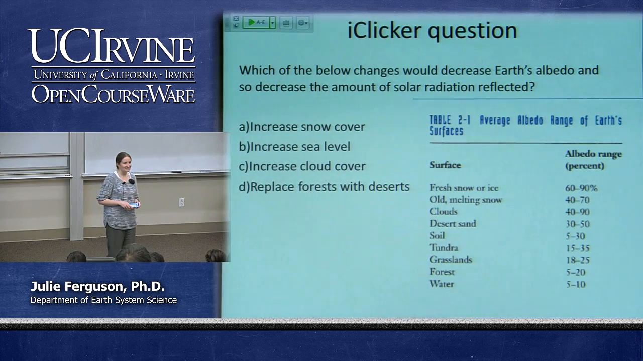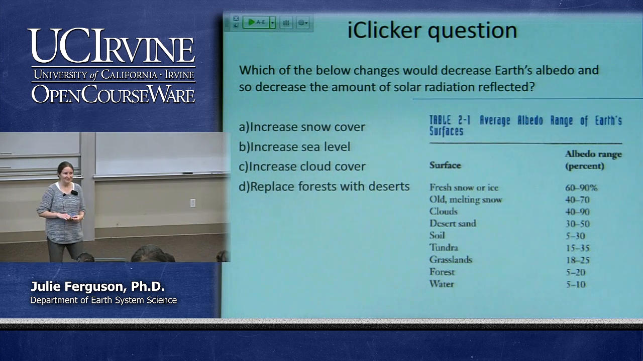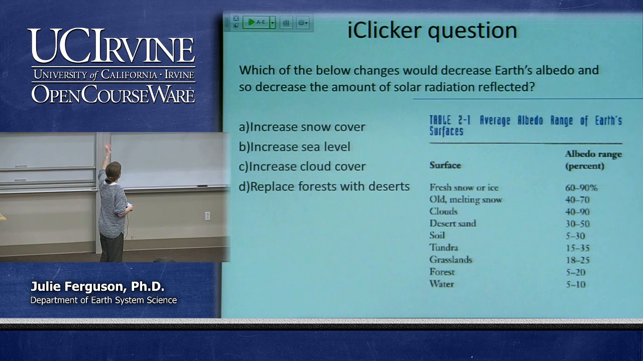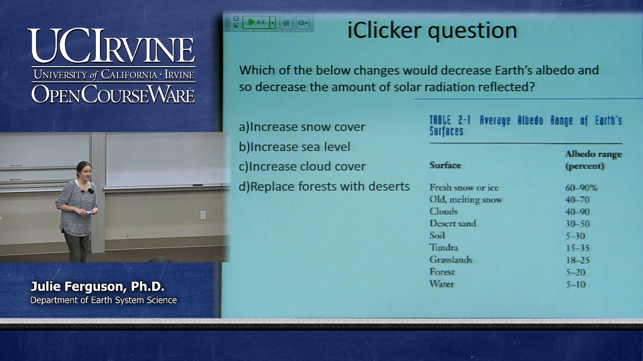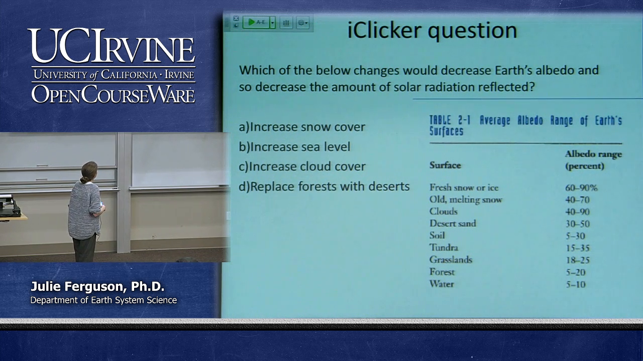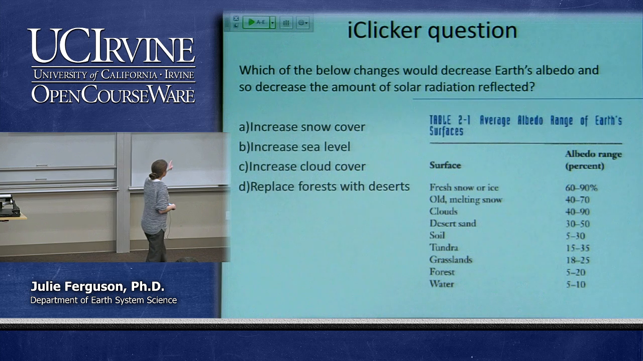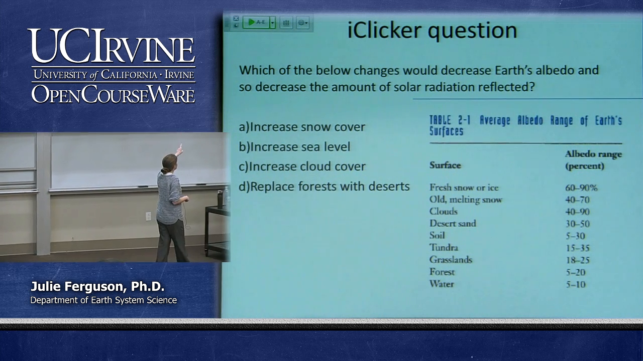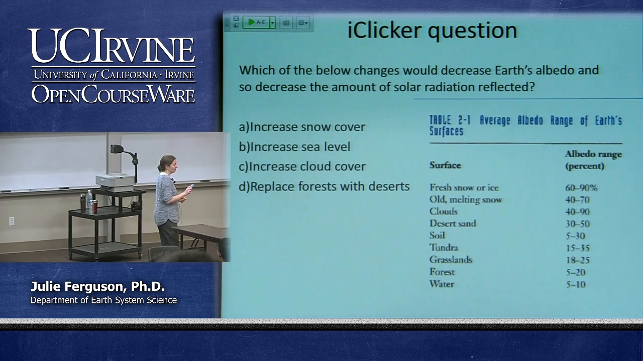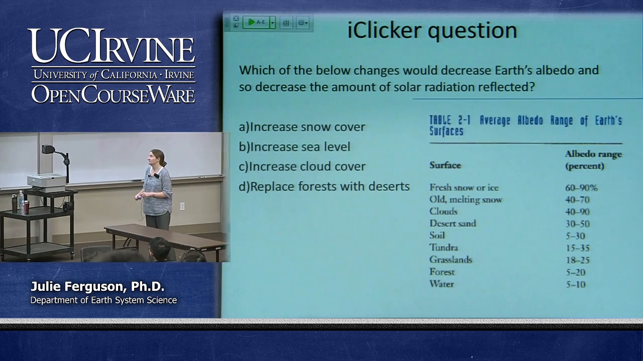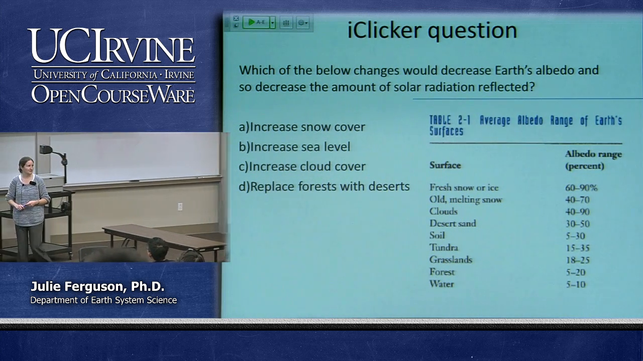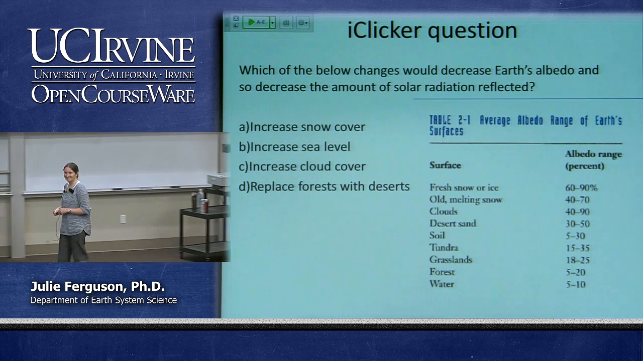And so this is my challenging evil eye clicker question of the day. So I'm going to give you a couple of minutes to think about this one properly. Which of those below changes, A, B, C, or D, would decrease Earth's albedo, so decrease the amount of energy reflected out to space, and so would increase temperature? And this table here gives you a lot of different surfaces and the albedo for each of those surfaces. Okay? So have a think, consult your neighbor, and I'm going to give you a couple of minutes before I ask the question this time around. So which of those would decrease albedo? And the TAs are around as well, so consult your TA.